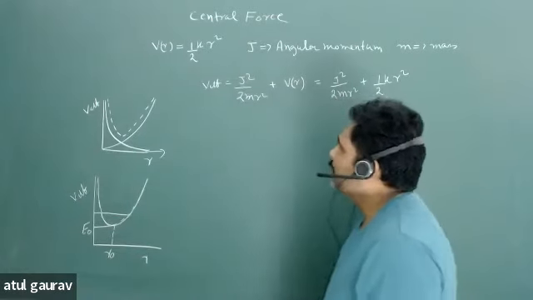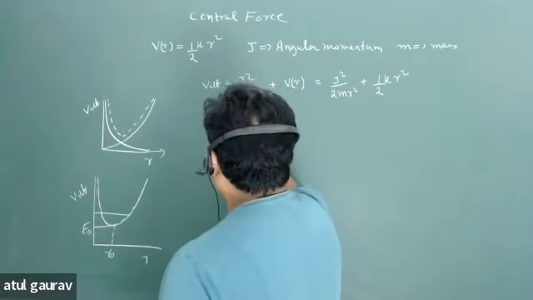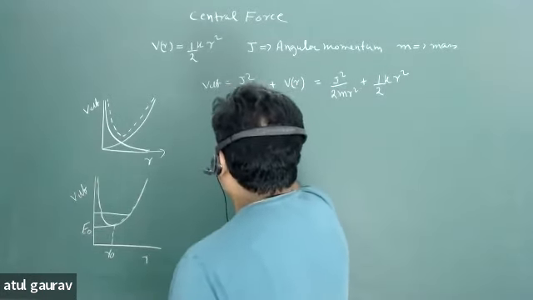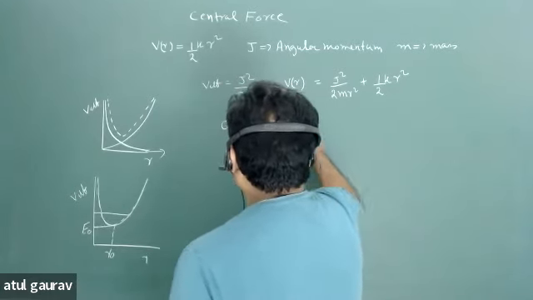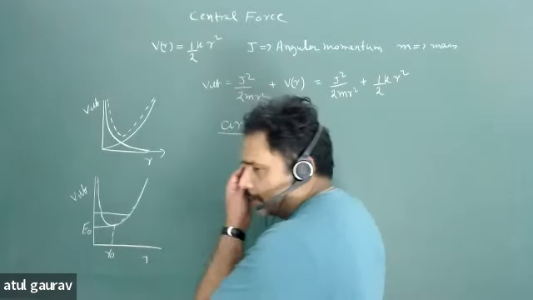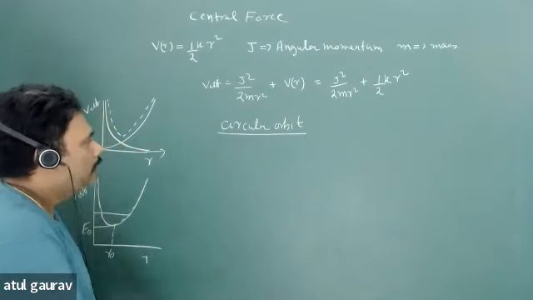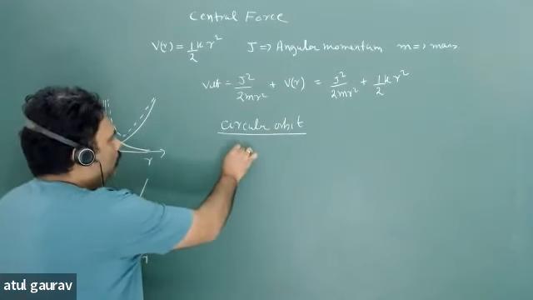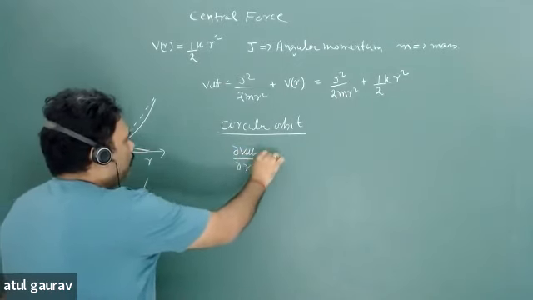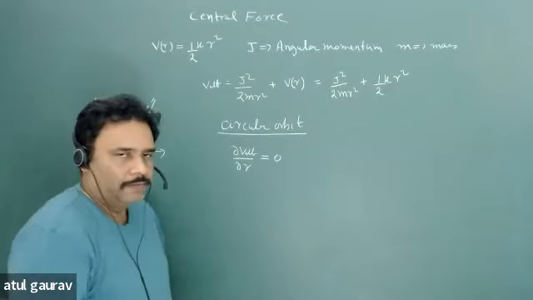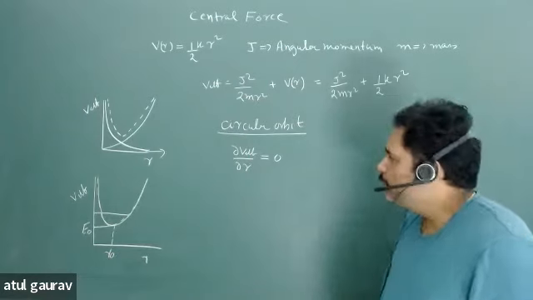So the first question was what will be the physical quantities for the circular orbit. First we are going to calculate the radius of the circular orbit. How will you calculate the radius of the circular orbit? Obviously, del V effective upon del r must be equal to 0, isn't it? It will be this, right? And from here what will you get?